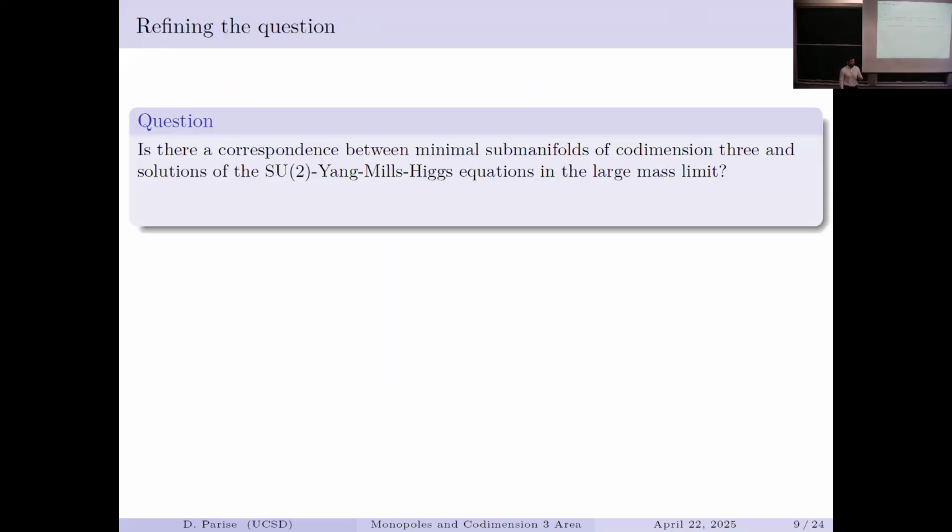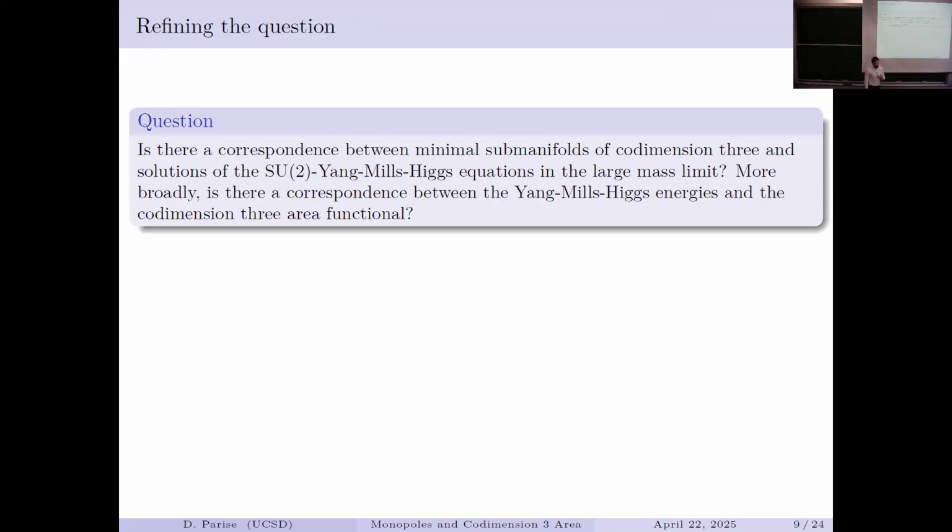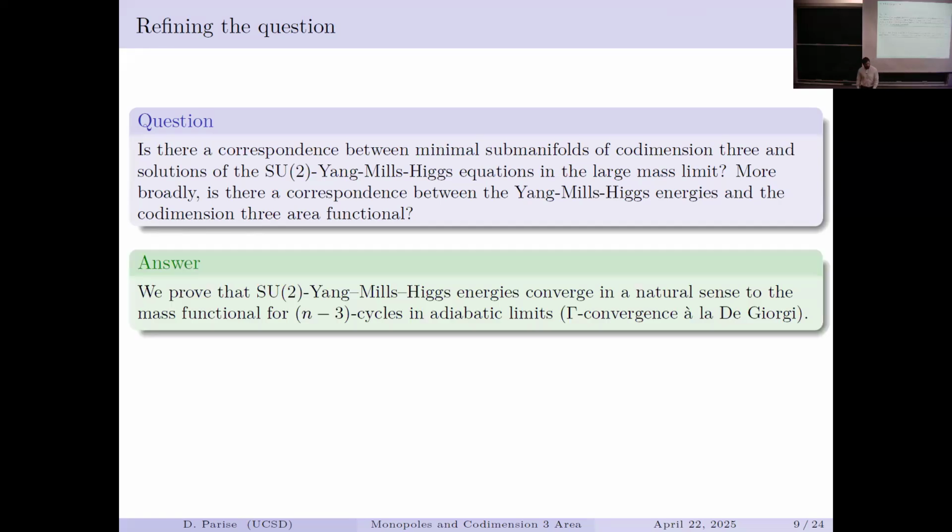So in particular, I can refine the question, and I can probably give an answer to what it means, a correspondence, hopefully. So is there a correspondence between minimal submanifolds of codimension 3 and solutions of these SU2 Yang-Mills-Higgs equations in this large mass limit? Or more precisely, can we have any type of correspondence at all between Yang-Mills-Higgs energies and the codimension 3 area functional? And the answer is yes, in the following framework.